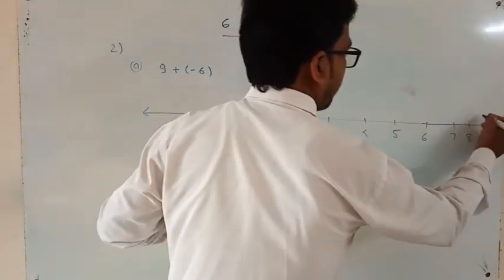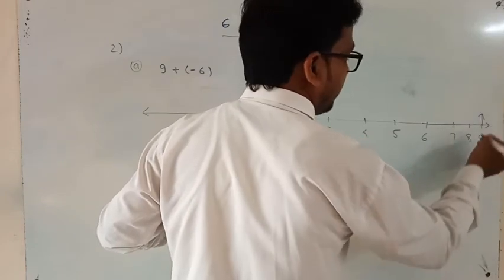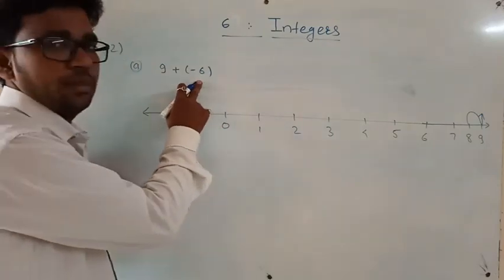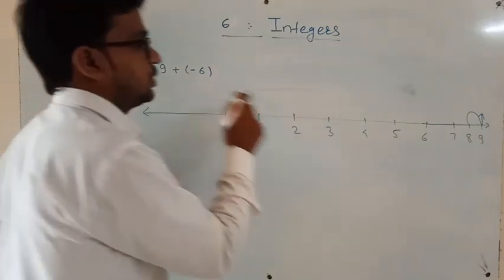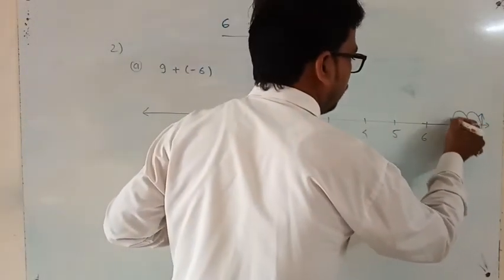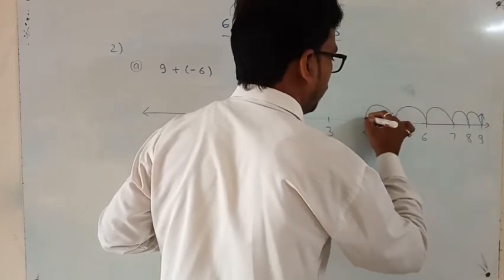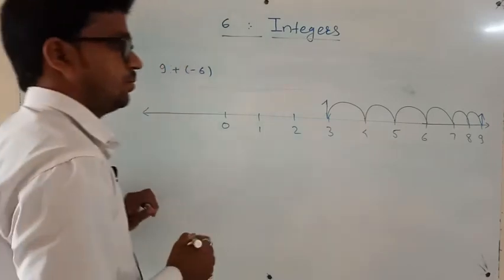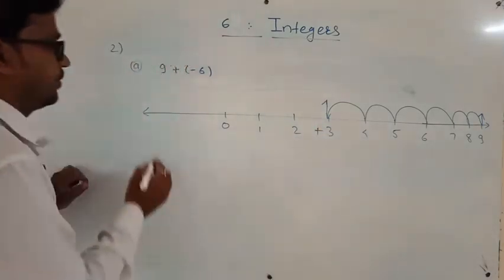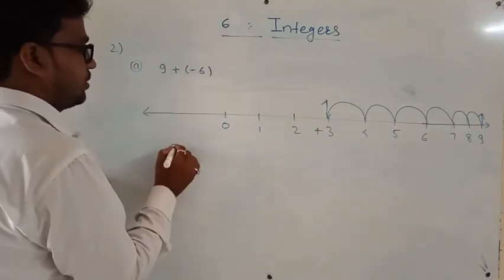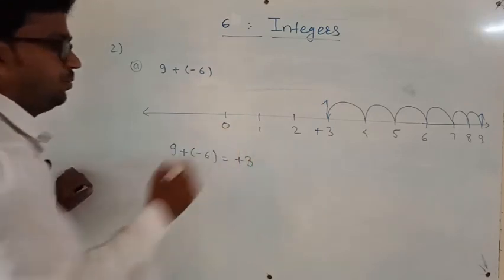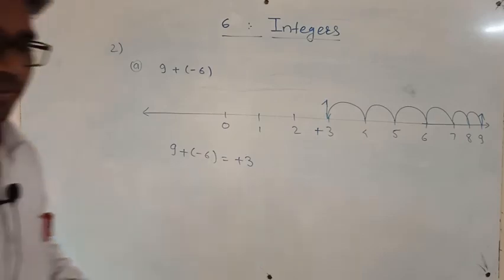So we started with 9 and move to the left. How many places do we have to move? 6 places. So 1, 2, 3, 4, 5 and 6. So our answer is positive 3. So 9 plus negative 6 equals positive 3.